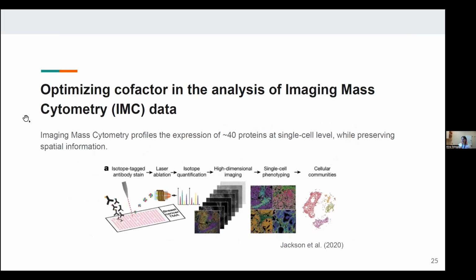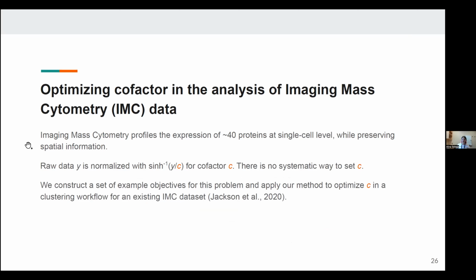Okay, and now we can move on to the real workflow. This is a workflow for the analysis of imaging mass cytometry data. Imaging mass cytometry is a technology that profiles the expression of roughly 40 proteins at single cell level while preserving spatial information. The raw data that comes out of the technology is routinely normalized with the inverse hyperbolic sine function, where we take the raw data and divide it by a normalization parameter called cofactor C, and then it gets put through the function.